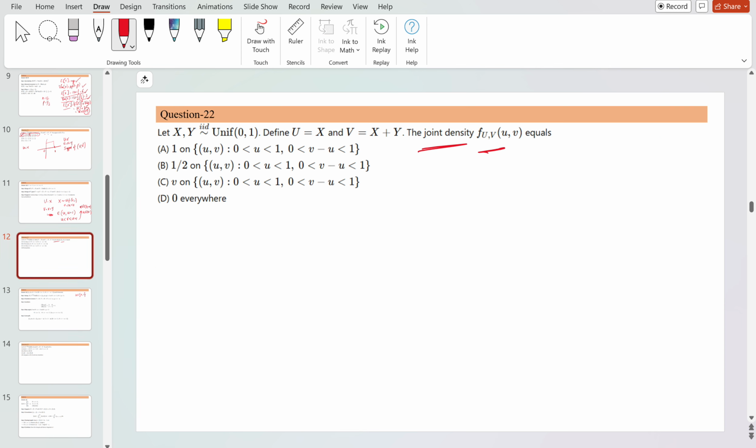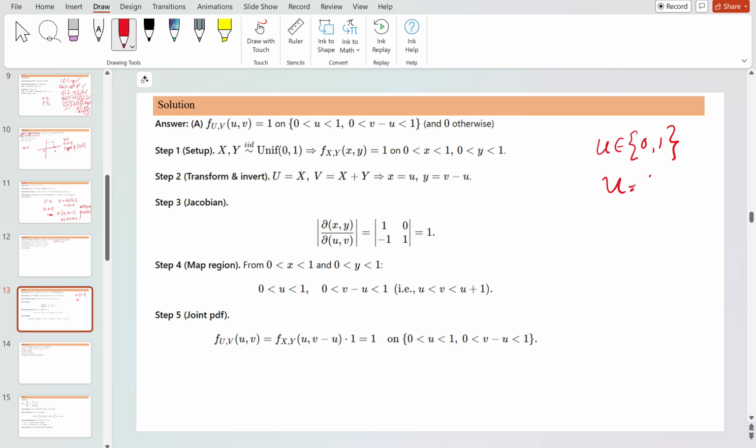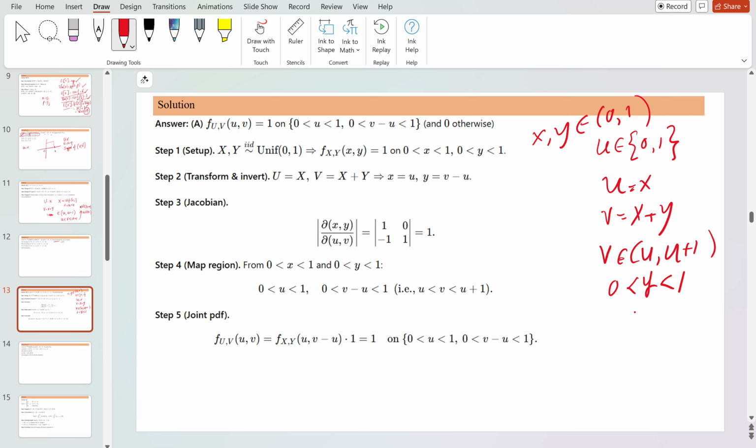Okay, and U is equal to X, and V is equal to X plus Y. X and Y belong to 0 to 1, that is the uniform distribution. So V will belong to (U, U plus 1). What about Y? Y is also between 0 to 1. Y is simply equal to V minus X, so V minus U is between 0 to 1.